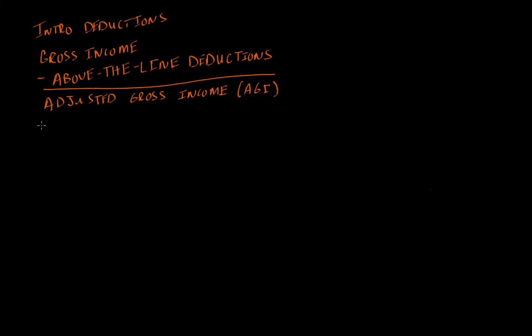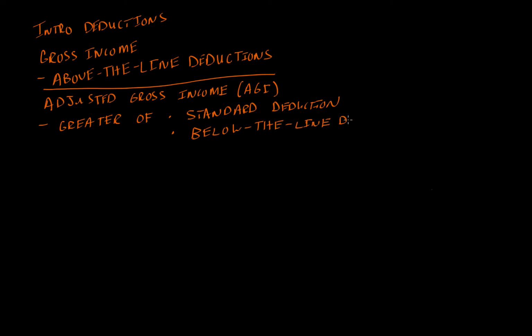From AGI, we subtract the greater of the standard deduction or below the line deductions, also known as itemized deductions.